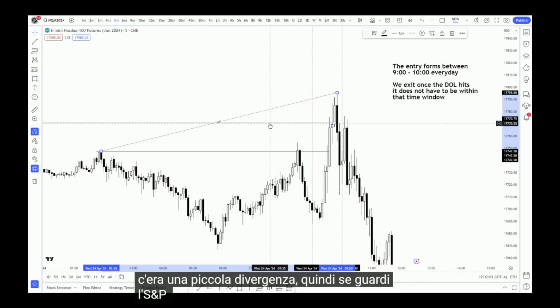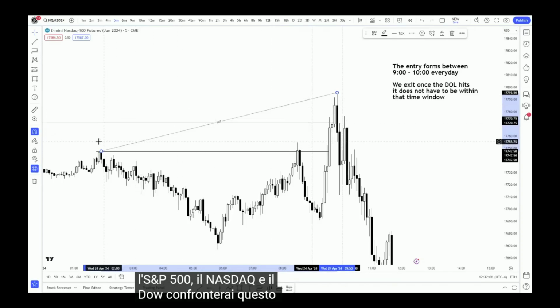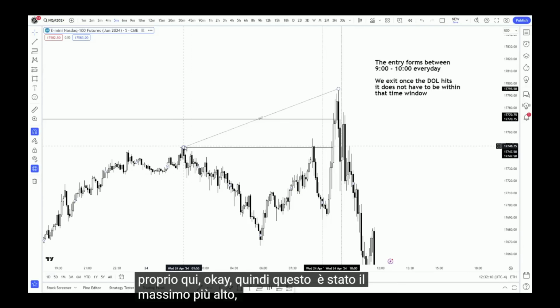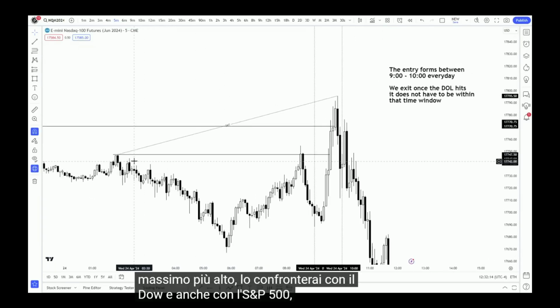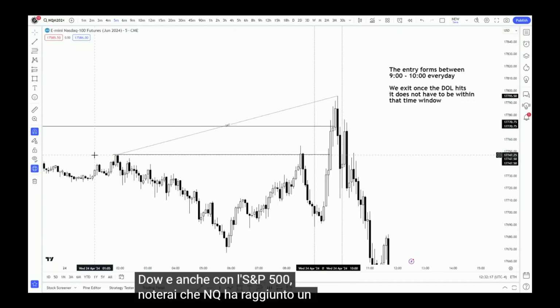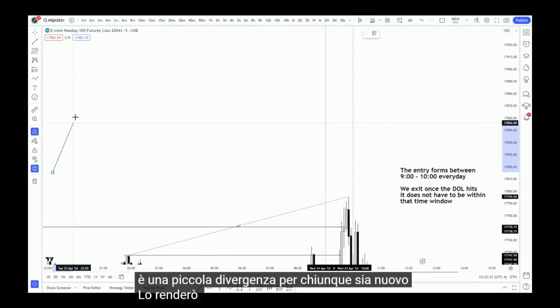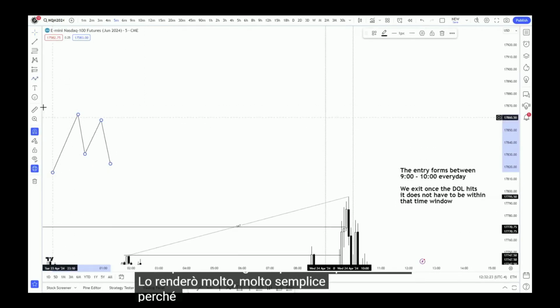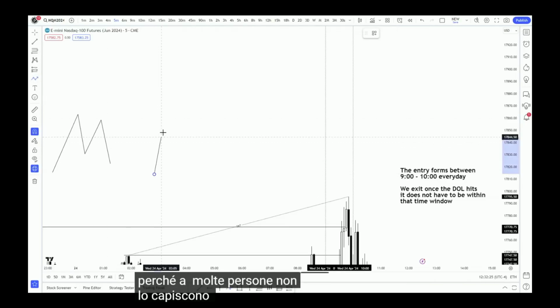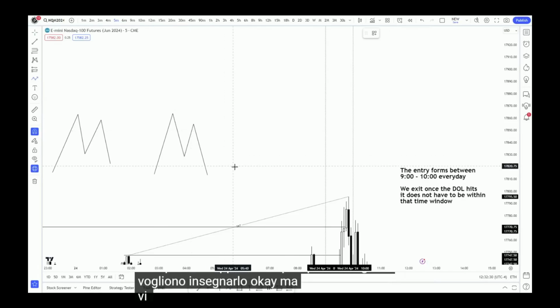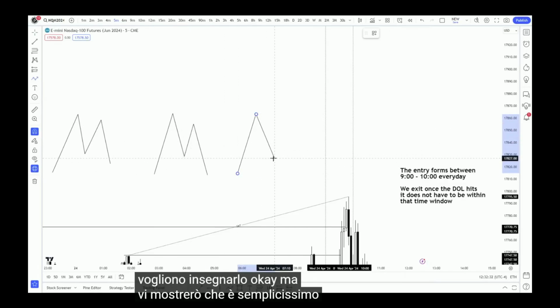So if you look at the S&P 500 and the NASDAQ and the Dow, you're going to compare this high right here. Okay, so this was the highest high. You're going to compare that to the Dow and also to the S&P 500. You'll notice that NQ made a higher high. This is SMT divergence for anyone that's new. I'm going to make it very, very simple because a lot of people don't fully understand it, but for some reason they want to teach on it. Okay, but I'm going to show you guys that it is dead simple what you're looking for.